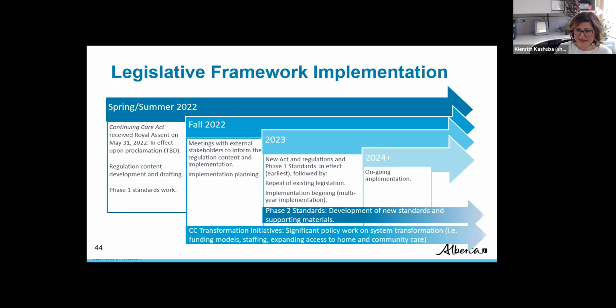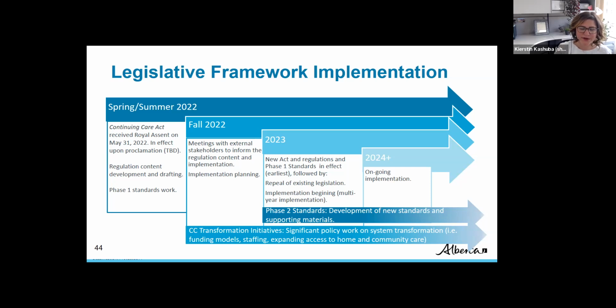So if you go to the next slide, this is essentially how we intend to get from where we are now to implementation of the new legislative framework. So we are currently developing regulation content and drafting, as well as initiating standards work. This fall, we expect stakeholder engagement to inform regulation content and implementation. The full legislative framework, including the Act, regulations, and standards, will come into effect at the same time. So that will happen as early as spring of 2023. At that time, our existing legislation will be repealed.